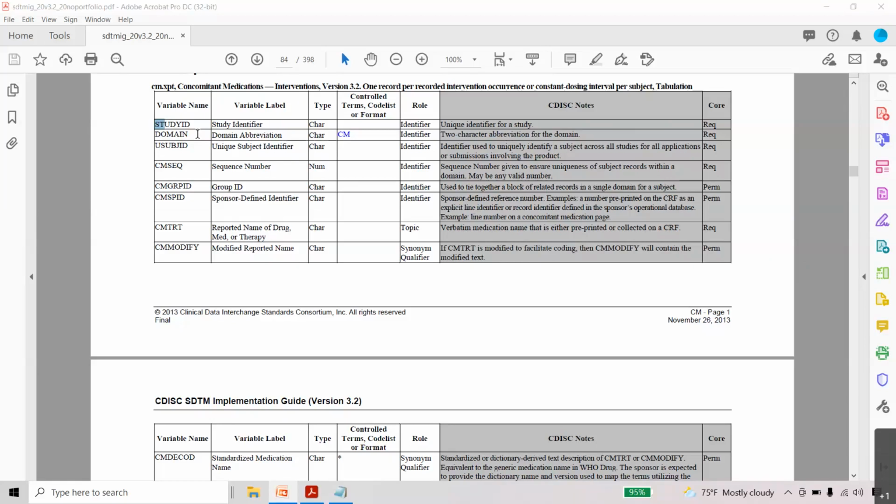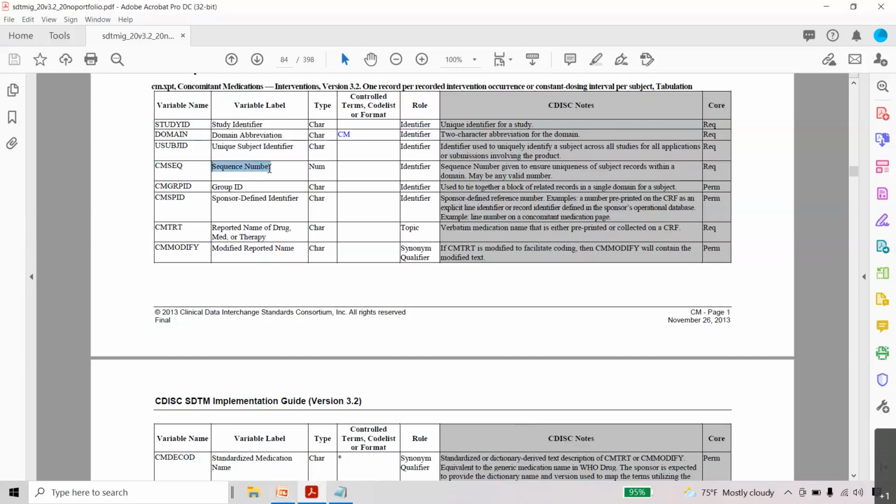The unique subject ID is formed or can be derived based on the study ID, site ID, and subject ID, if the variables are different variables in the raw data level. So unique subject ID is formed by study ID, site ID, and subject ID. And this is also a required variable. Next variable is CM sequence.